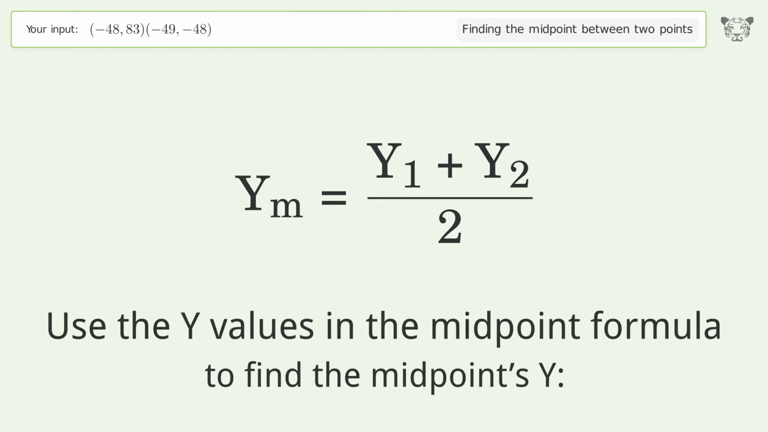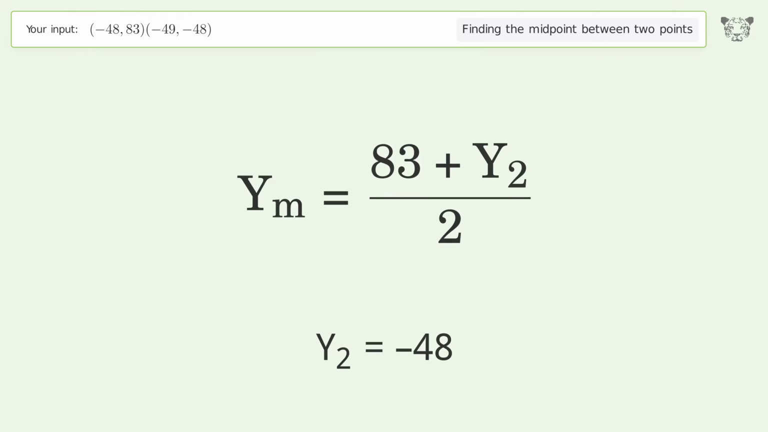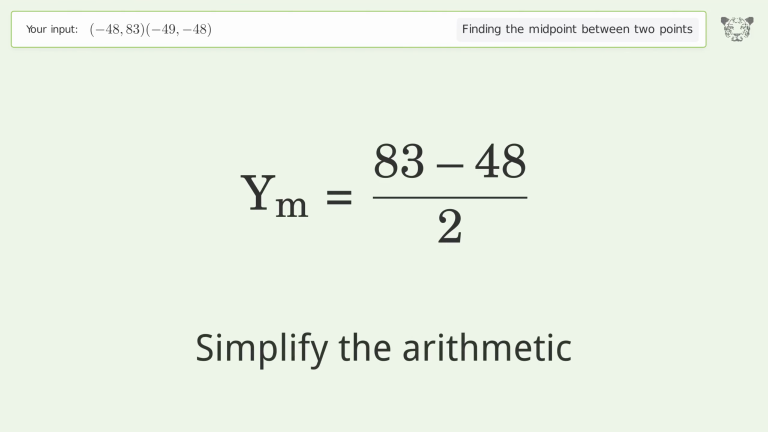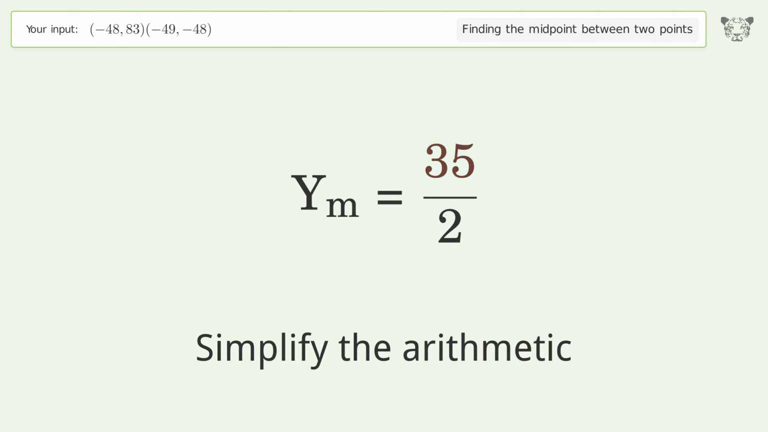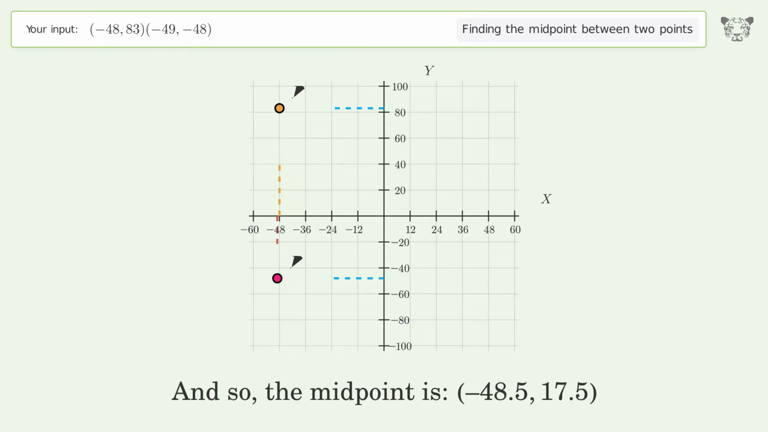Use the y values in the midpoint formula to find the midpoint's y. y1 equals 83. y2 equals negative 48. Simplify the arithmetic. And so, the midpoint is negative 48.5, 17.5.